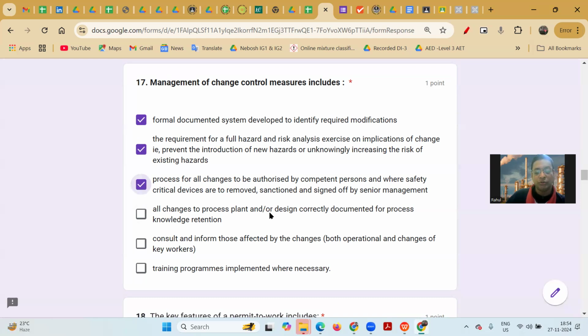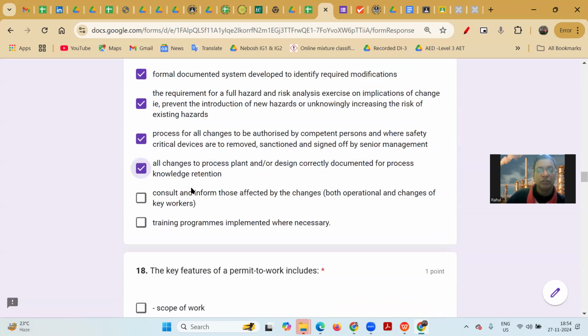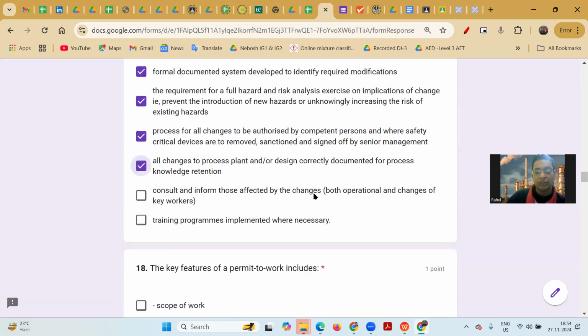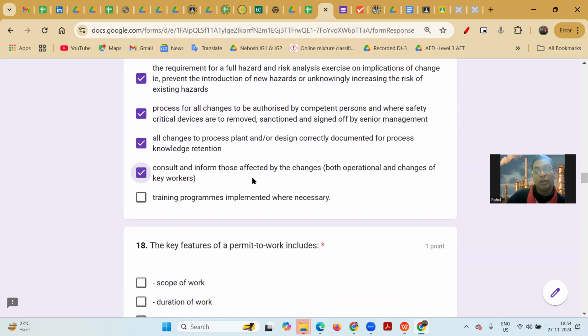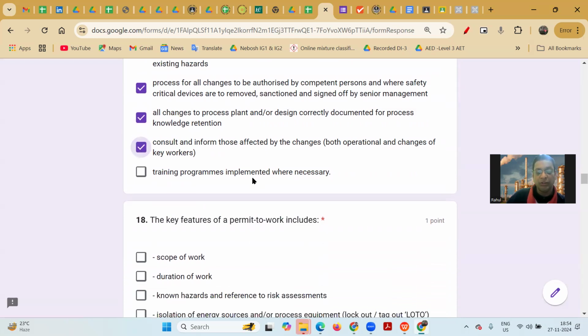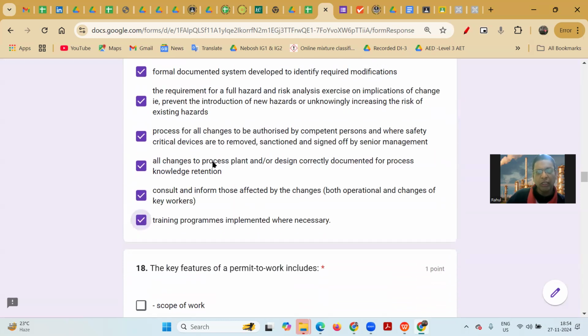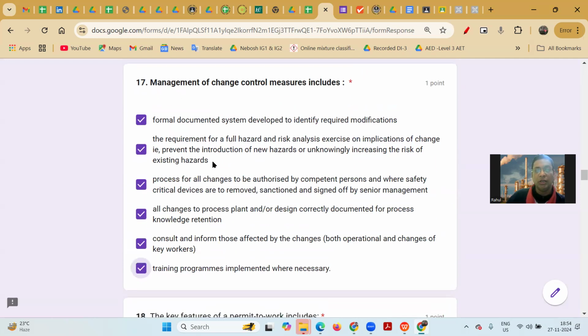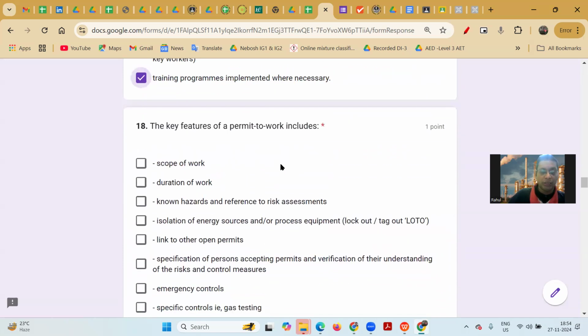All changes to process plant or design correctly documented for process knowledge retention, correct. This is also the right answer. Consult and inform those affected by the changes, both operational and key workers, that is also correct. A training program implemented where necessary will also be considered. So all the options are correct answers. Remember, this is the basic control measure of the MOC.